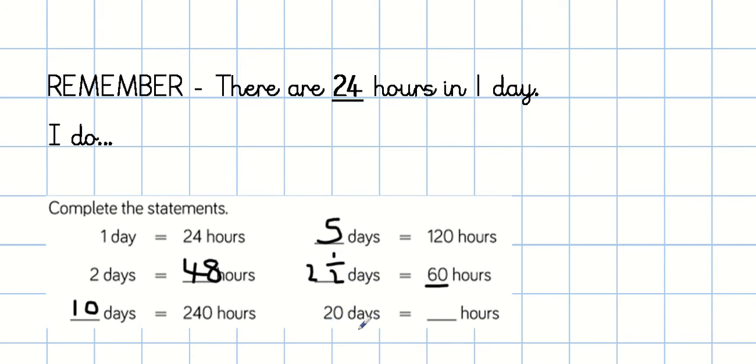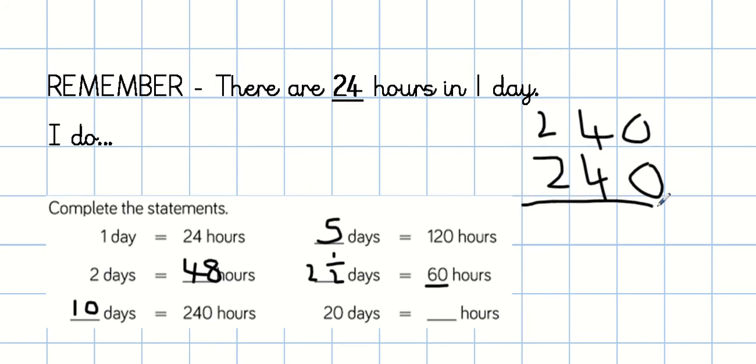And then 20 days. Well, if 10 days equals 240, what's 20 days going to equal? It's going to equal 2 lots of 240. What's 0 add 0? 4 add 4 is 8. And 2 add 2 is 4. So that's going to equal 480 hours. Well done if you got those right, because there was some really tricky maths involved.